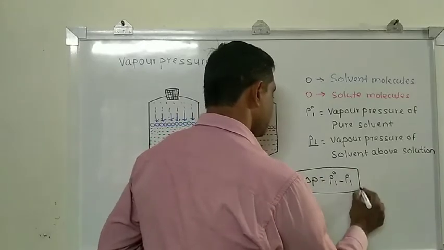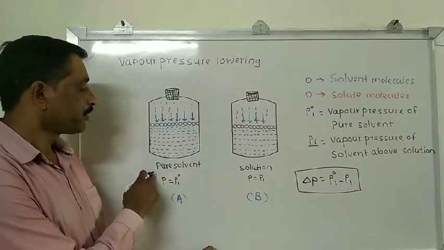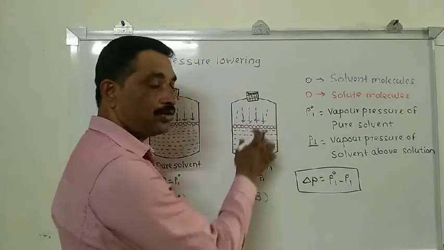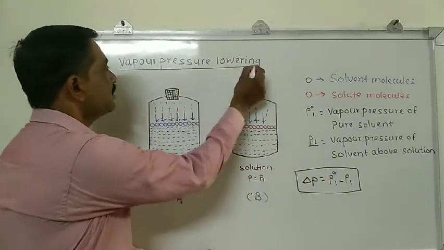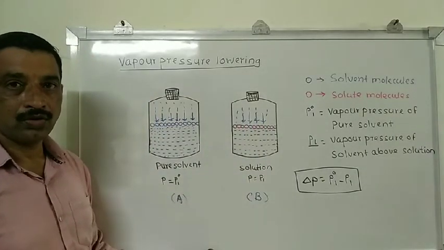That difference between the vapor pressure of pure solvent and the vapor pressure of solvent above the solution is known as vapor pressure lowering.